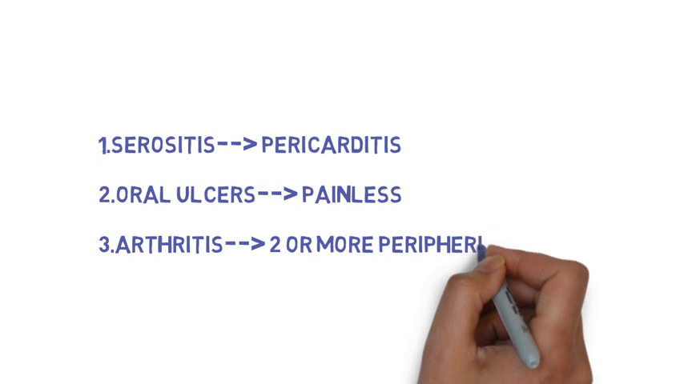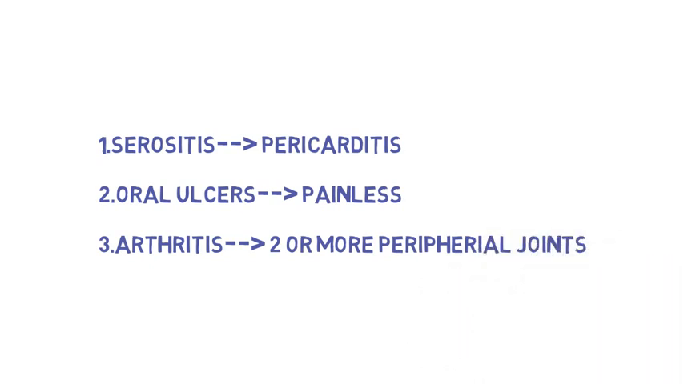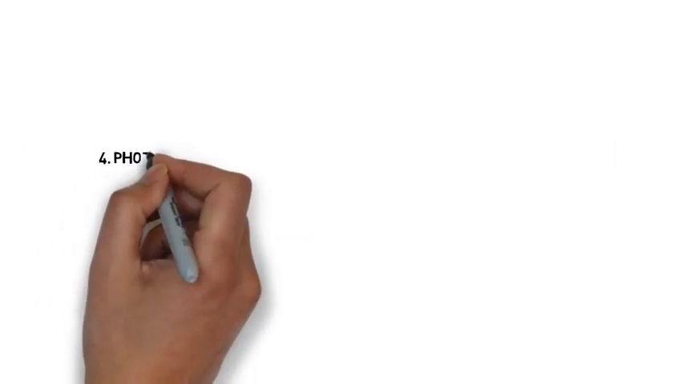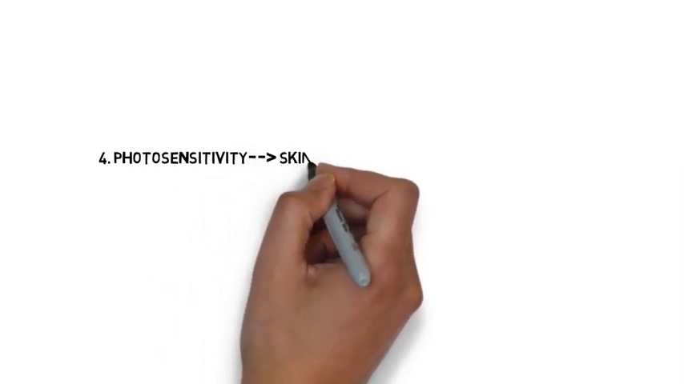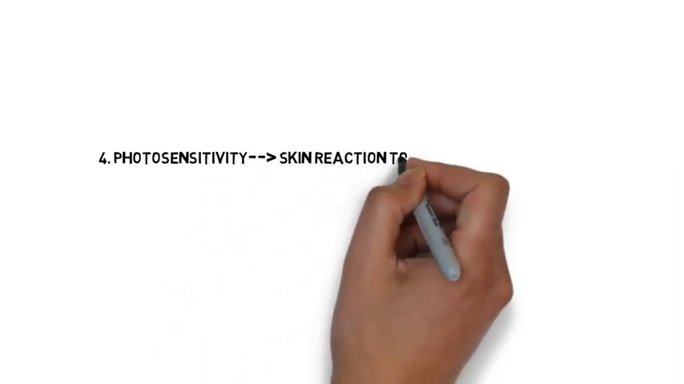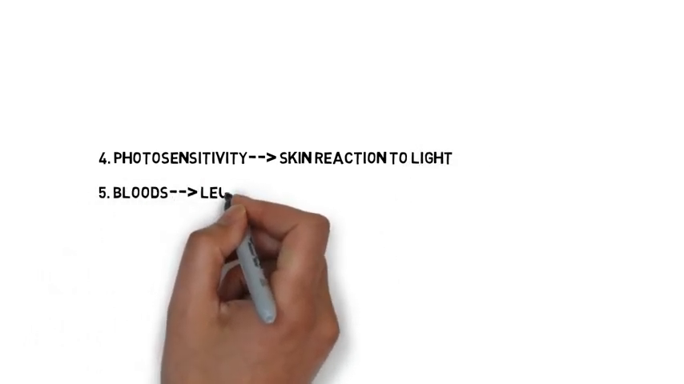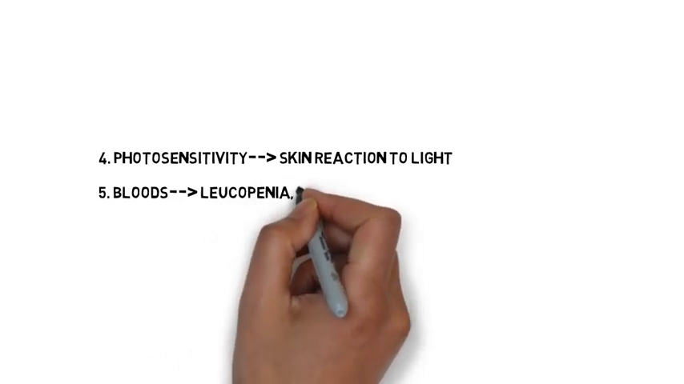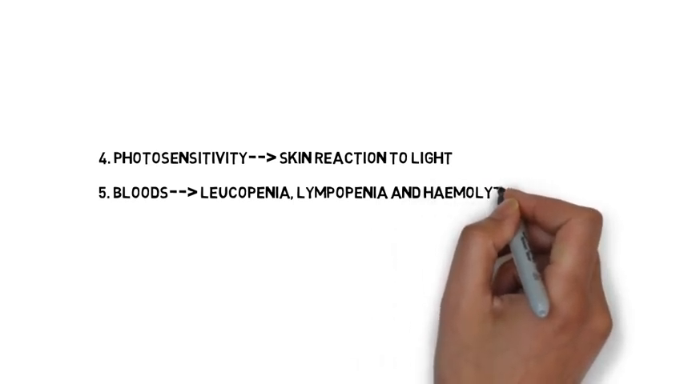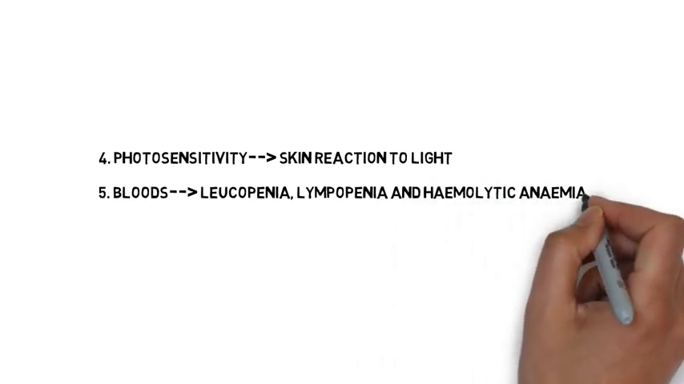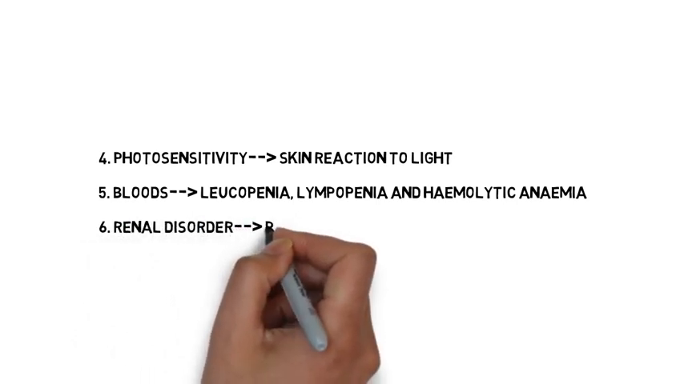The A is for arthritis, which is normally non-erosive, and it'll affect 2 or more peripheral joints. P is for photosensitivity, and this refers to the malar rash I mentioned earlier that extends across the bridge of the nose and onto the cheeks, sparing the nasolabial folds, and it gets worse typically under UV light. The B is for blood. This includes leukopenia, lymphopenia, and hemolytic anemia.